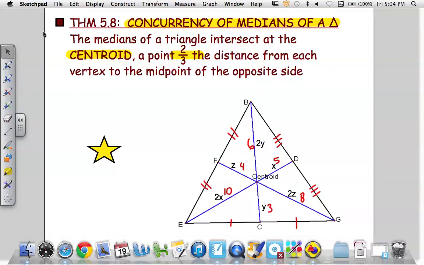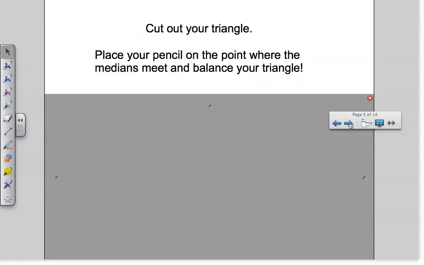Alright, so let's summarize here what we know. Oh, just kidding. We're going to do a cool experiment in class. This is actually the neatest thing you can do: we're going to cut out a triangle, and the centroid is actually the balancing point of the triangle. It's the center of gravity, so you can put your pencil right on the centroid and balance your triangle there. We'll do that in class.